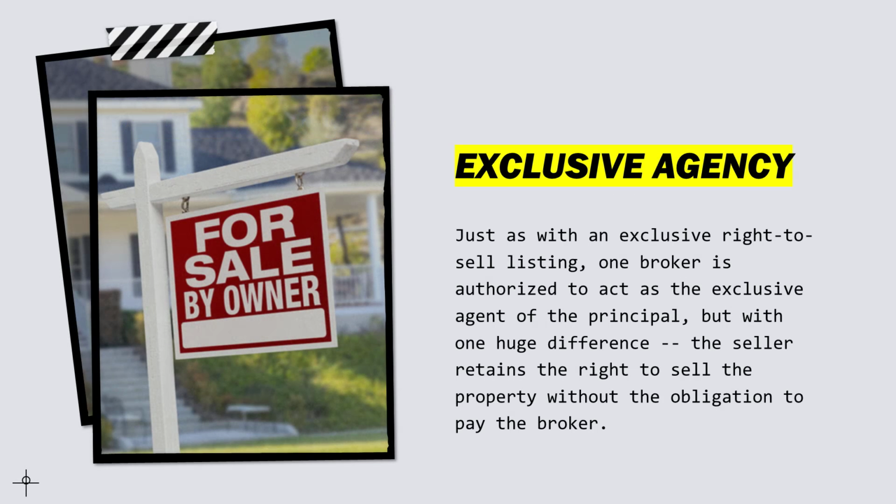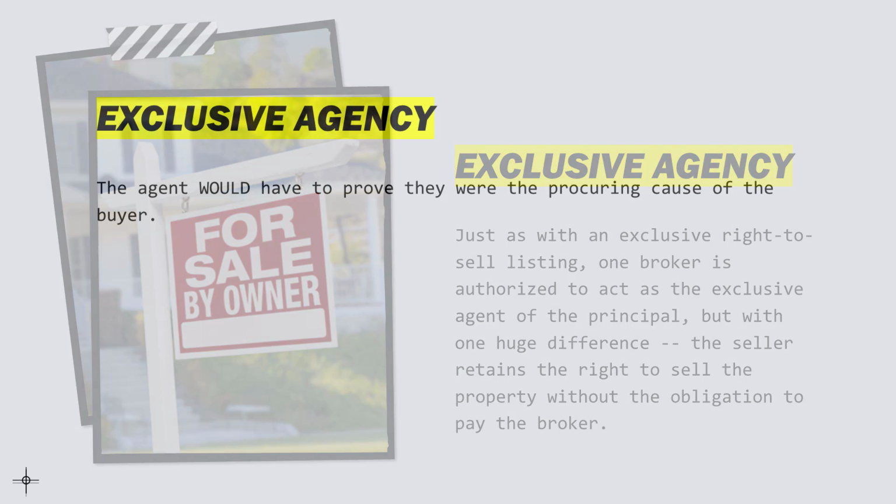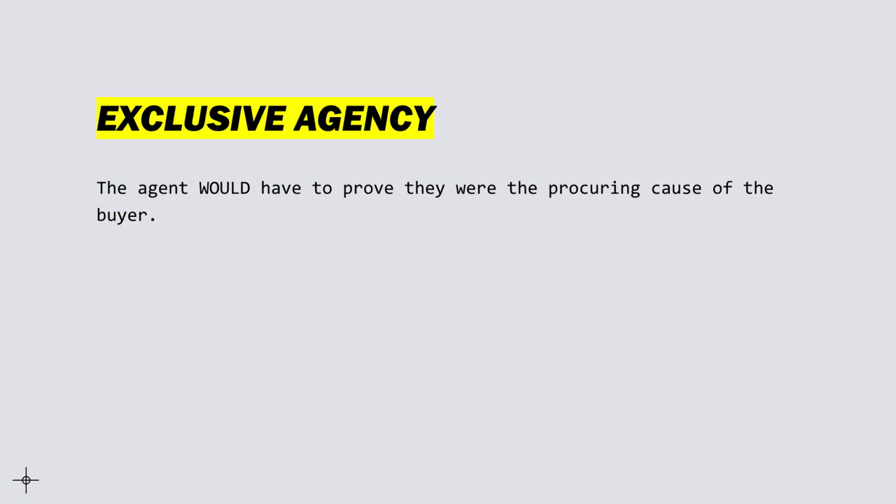Just as with an exclusive right to sell listing, with an exclusive agency listing, one broker is authorized to act as the exclusive agent of the principal, but with one huge difference. The seller retains the right to sell the property without the obligation to pay the broker. For the broker, this type of listing is very risky and somewhat odd, because the broker is placed in a position of making an effort to market the property only to be in competition with the client to find a buyer. Unlike the exclusive right to sell listing, the agent would have to prove that they were the procuring cause of the buyer.